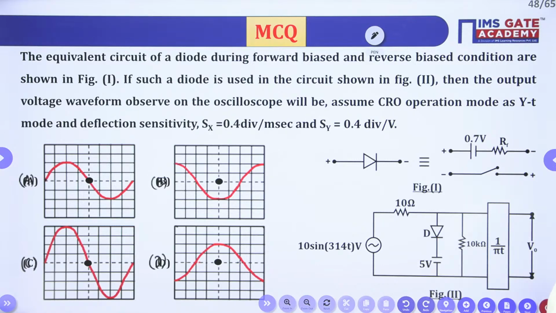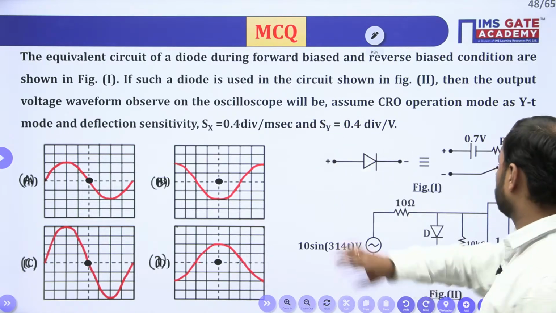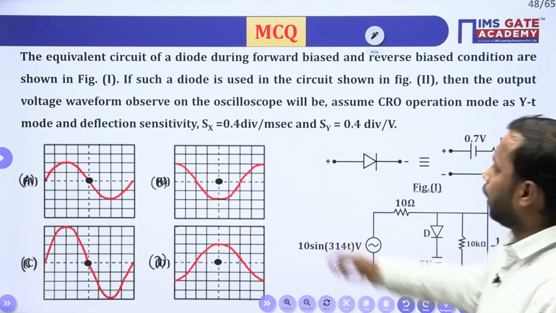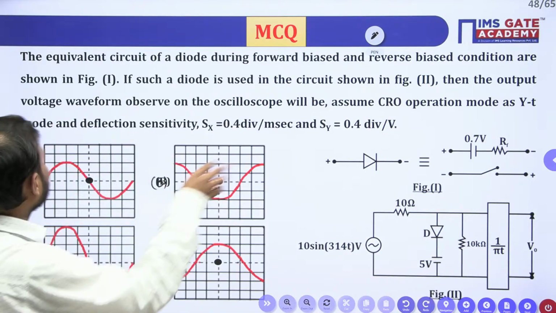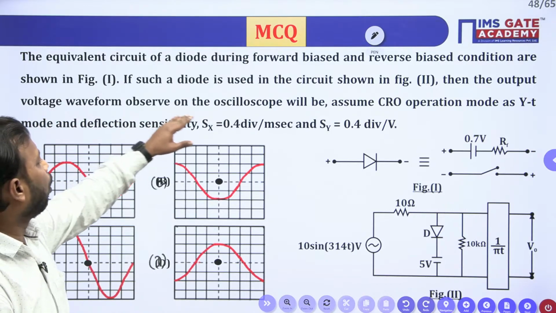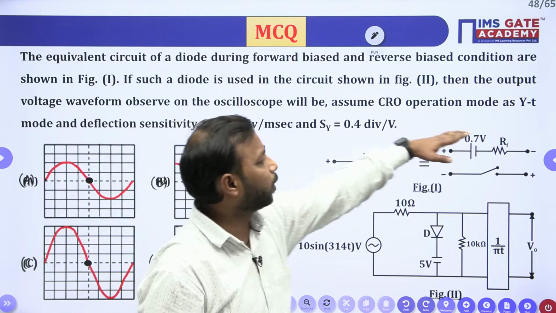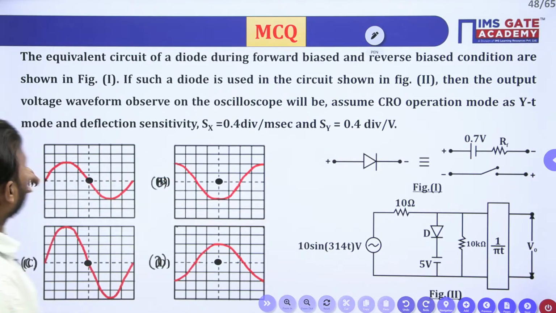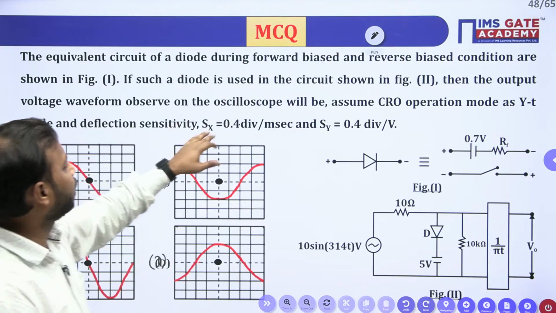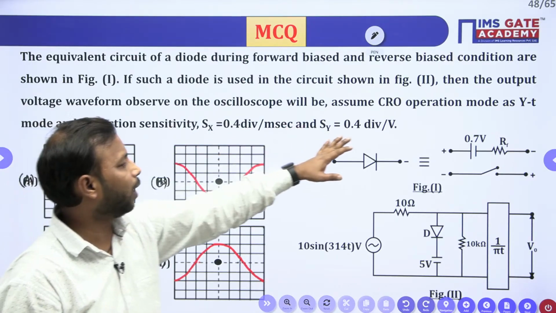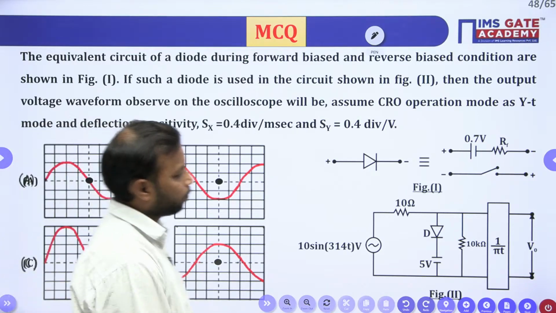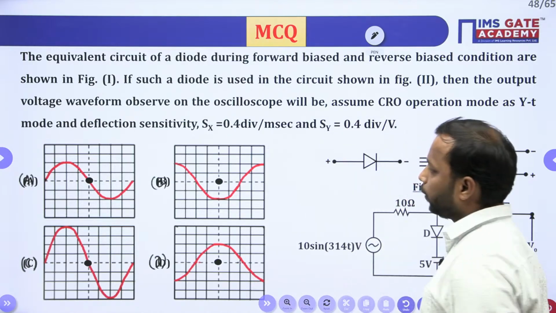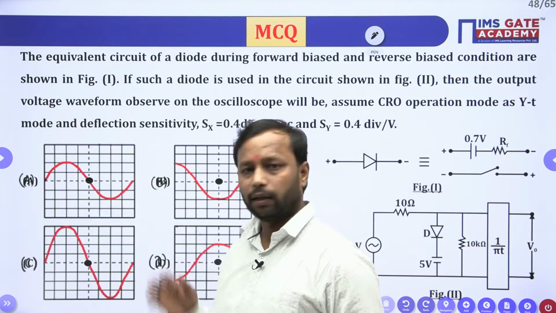The equivalent circuit of a diode during forward bias and reverse bias condition are shown in figure 1. So this is your figure 1. If such a diode is used in the circuit shown in figure 2, then the output voltage waveform observed on the oscilloscope will be, assume CRO operation mode as YT mode and deflection sensitivity SX equal to 0.4 division per millisecond and SY equal to 0.4 division per volt. We need to find which of the options A, B, C, D is correct.